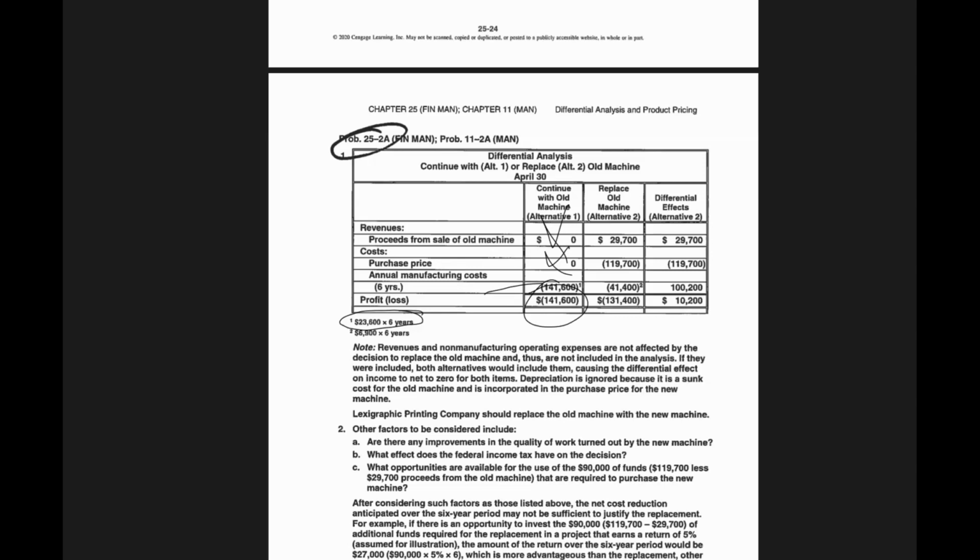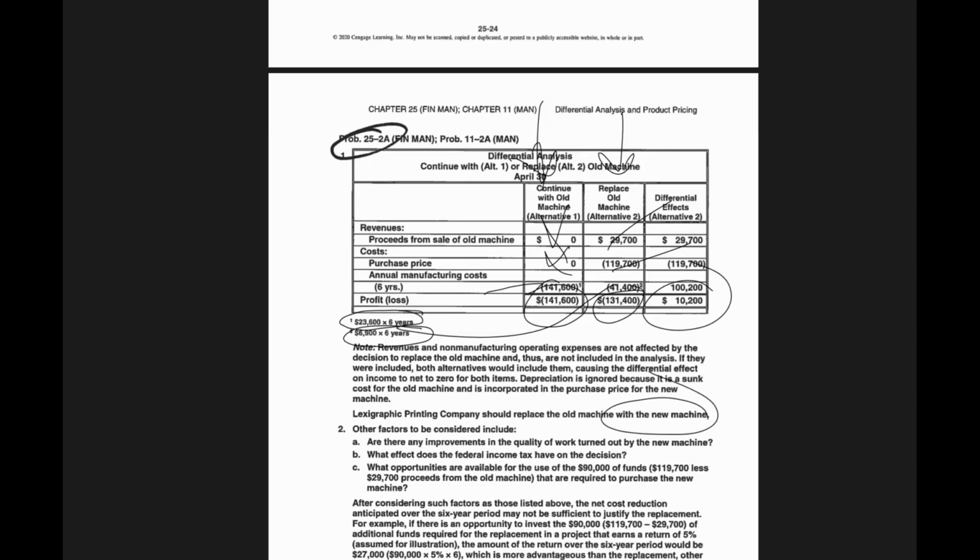If we were to go to the new machine, we would sell the old one for $29,700, so that's an inflow. The purchase price, as it's listed there in the book, $119,700, and then it says here estimated annual manufacturing cost would be $6,900 times 6 years, or $41,400. So the difference between continuing with the old or replacing it with a new has a differential effect of $10,200. So going with the new actually is the answer that we should go with.